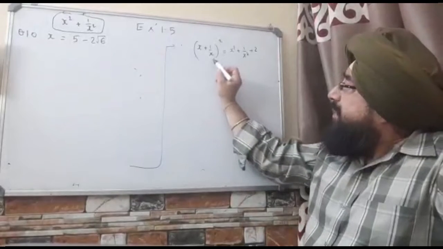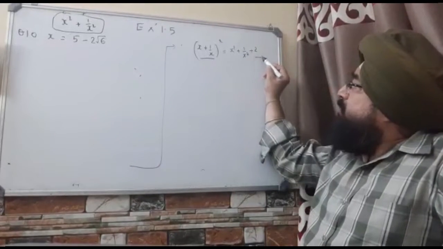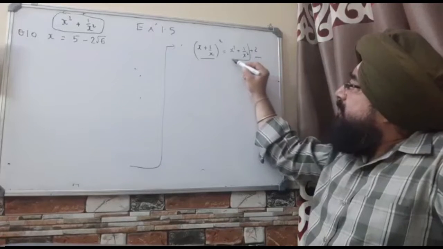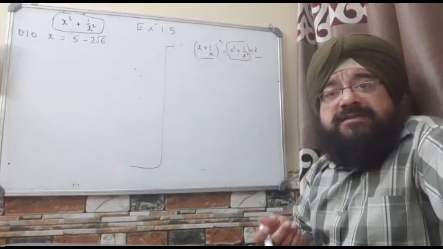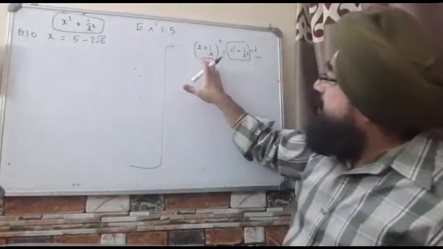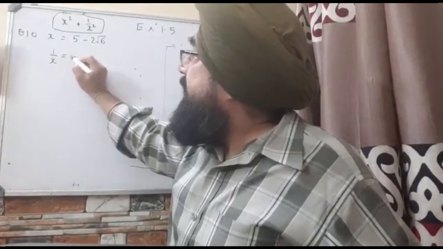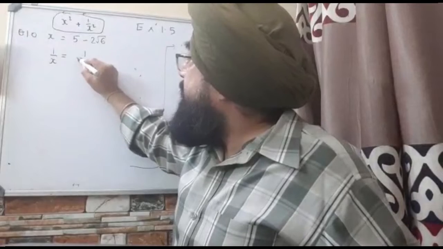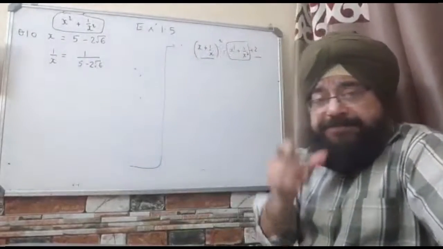So if I can just find this somehow and use 2, I can find the value of x square plus 1 upon x square without doing the square of x and without doing the square of 1 upon x. Here I only require the value of 1 upon x, and of course I can find it, because x is this, so 1 upon x is 1 upon 5 minus 2 root 6. I hope everybody will agree on this.